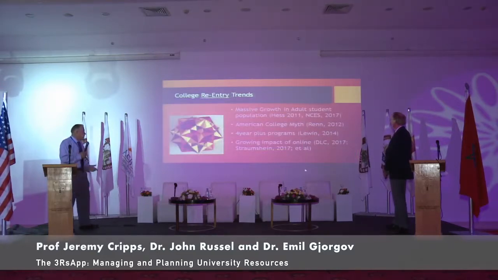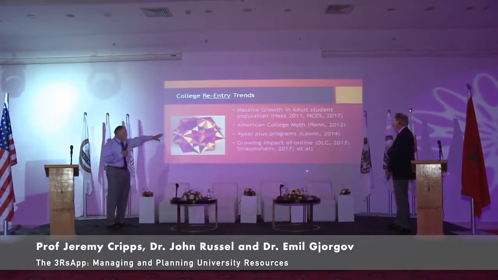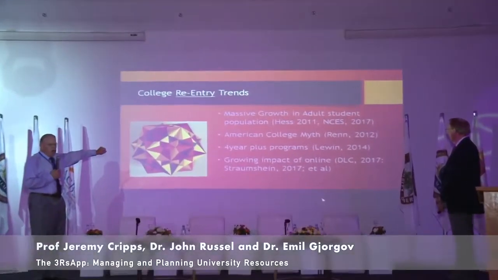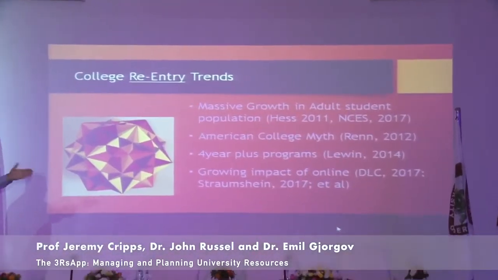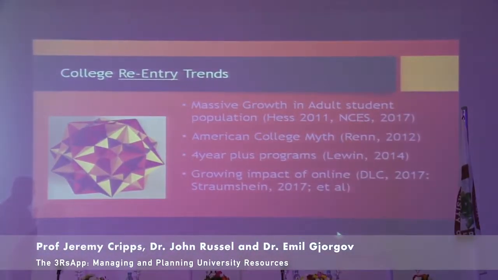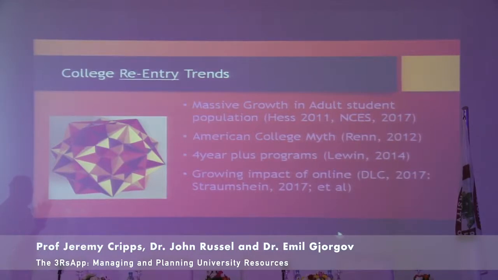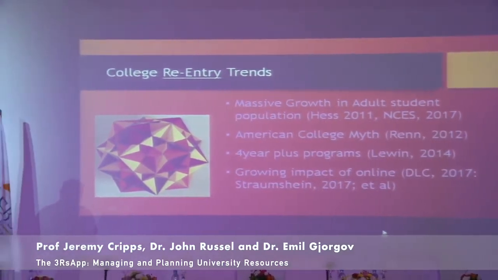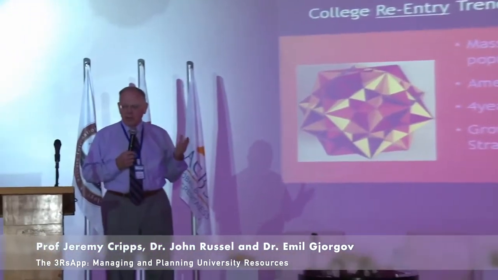So re-entry, enormous growth in adult student population. We mentioned 40%, something like that. The idea of the American college being a 4-year program is a complete myth. Very few students get through a 4-year program, except possibly there's a reasonably high percentage in the small private colleges, because that's what they're totally focused on. But if you think of something like the Ohio State University, the average student takes between 5 and 6 years. And that's the same for the main universities.